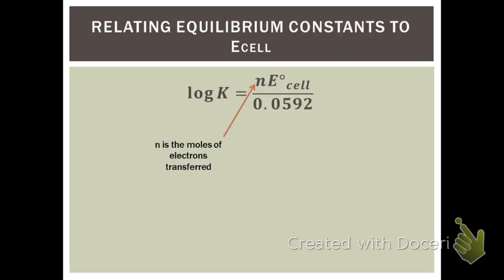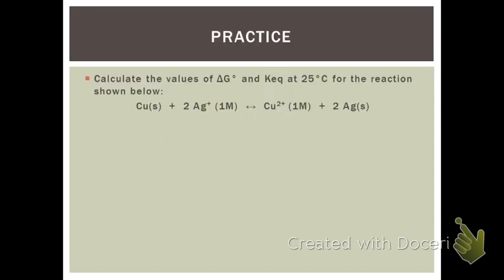To relate equilibrium constants to E cell, you use the following equation. Log K equals n. n is again the moles of electrons transferred, the common number between the reduction and oxidation half reactions. E cell, you know how to calculate, and divide it by 0.0592 as long as we're at standard conditions.